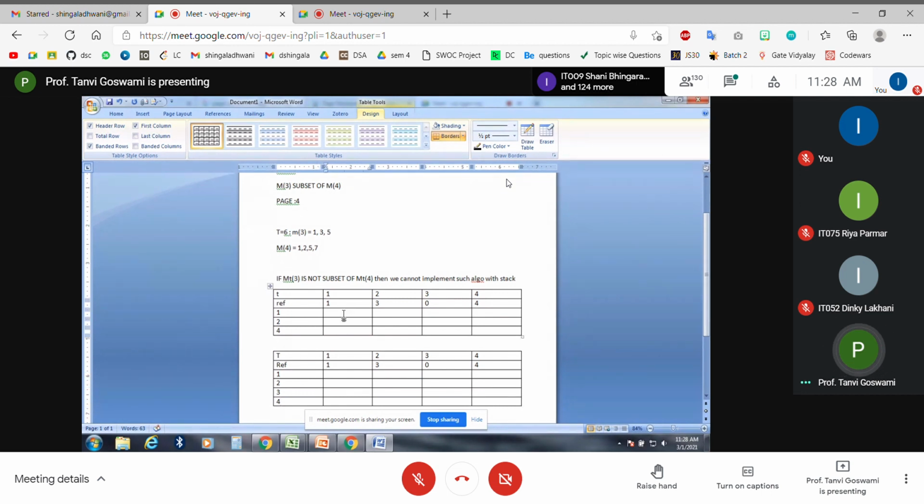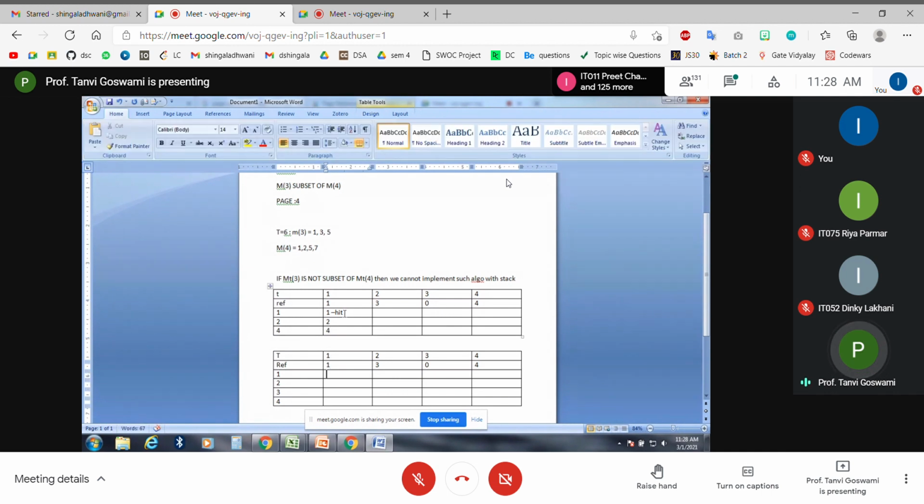So now 1 is present, so it is a hit, right? I'm writing here hit. 2 and 4 will be as it is. With respect to 4, 1 is present, so it is a hit. So at t equal to 1, check whether M of 3 is a subset of M of 4. Here page numbers 1, 2 and 4 are already present. Yes, it is a subset. So up till now it is okay.